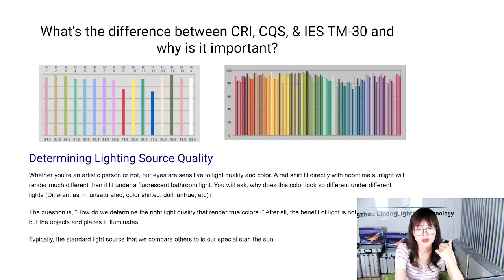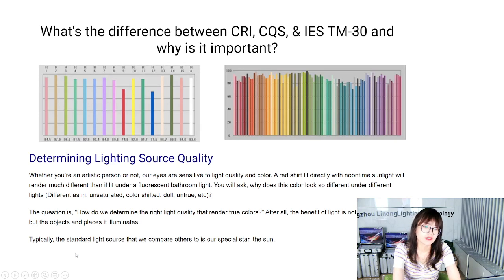See, a red shirt lit directly with noon sunlight will render much differently than if it is under fluorescent bathroom light. Just imagine this. You put an apple, an orange, under different light, it will look different, right? So that's the reason why when you go to the food market, you will see they use a very high CRI, CQS. This all will make their fruit look more fresh, more attractive, more juicy for you.